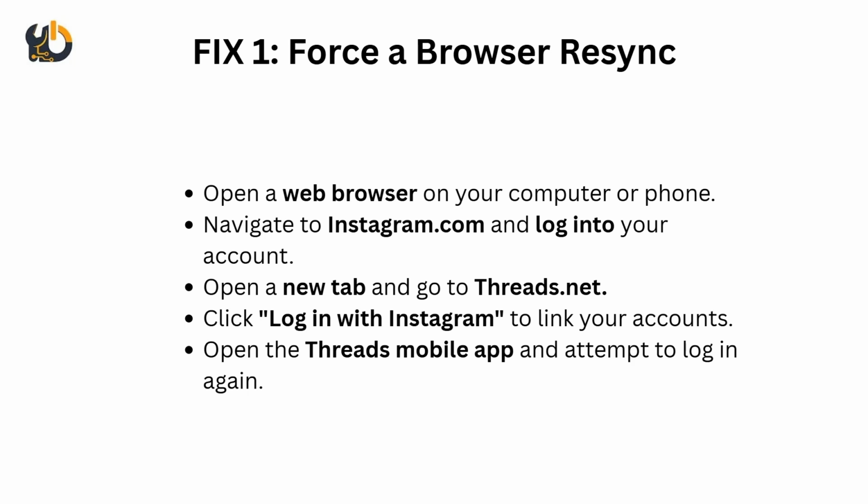First of all, you have to open the web browser on your computer or phone. Navigate to instagram.com and log into your account. Open a new tab and go to threads.net and click on login with Instagram to link your account. Open the Threads mobile app and attempt to log in again.